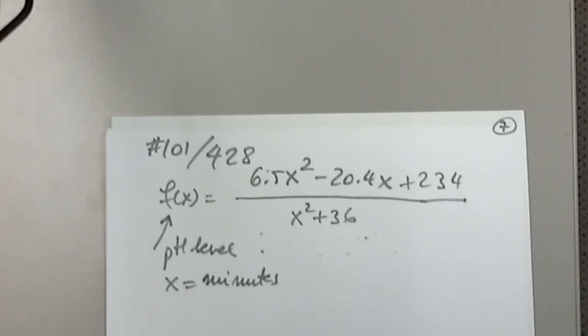What kind of function did they come up with that models, according to them, the pH level x minutes after a person swallows something with sugar? What type of function is it? Rational. Thank you. It's a ratio. It's a polynomial at the top, a polynomial at the bottom, and definitely x in the denominator. Excellent. Rational.